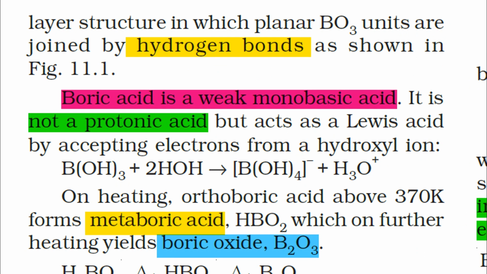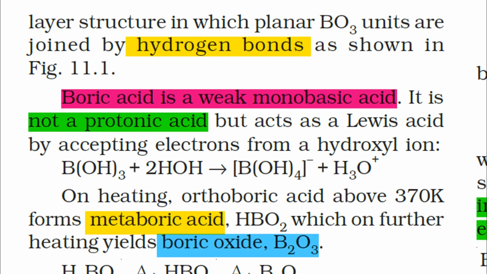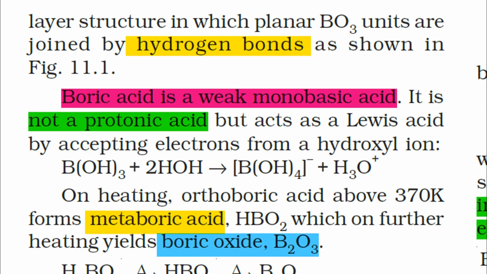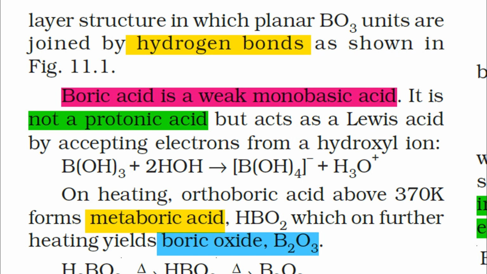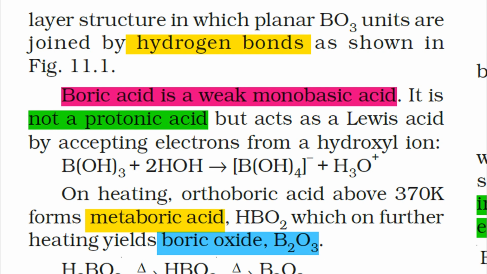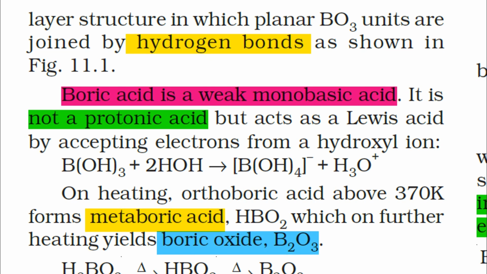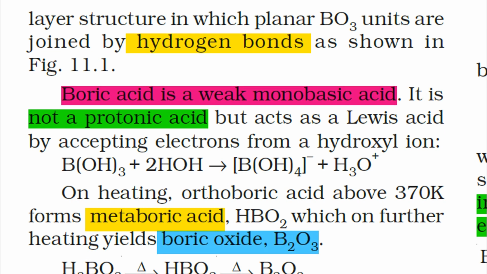Okay, next paragraph. This paragraph has some good concepts. Boric acid is a weak monobasic acid. It is not a protonic acid but acts as a Lewis acid by accepting electrons from hydroxyl ion. When you look closely, the first line and second line seem to contradict each other. In the first line it says that it is a weak monobasic acid, that means it gives only one H+. But in the second line it says that it is not a protonic acid, that means it does not give H+. Okay, so let's solve this doubt.